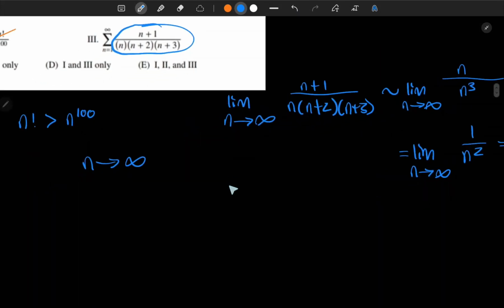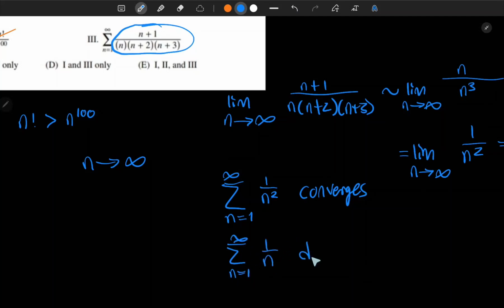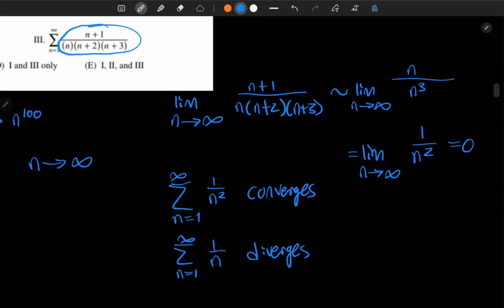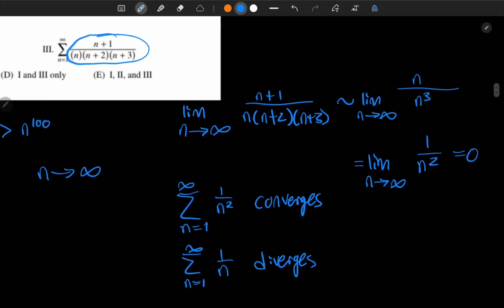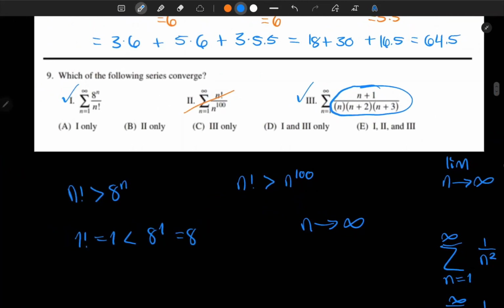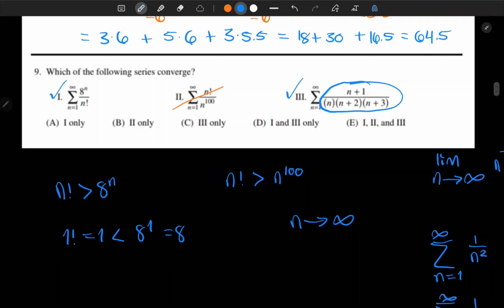So this converges because we know that this series, from n is equal to 1 to infinity of 1 over n squared, converges. However, we also know that the sum from n is equal to 1 to infinity of 1 over n diverges. So, because this goes as 1 over n squared and not 1 over n, it converges. If we got rid of this n, though, then this would diverge. But we have an n here, so it converges. So 3 is also a convergent series. So the answer here is 1 and 3, or D.